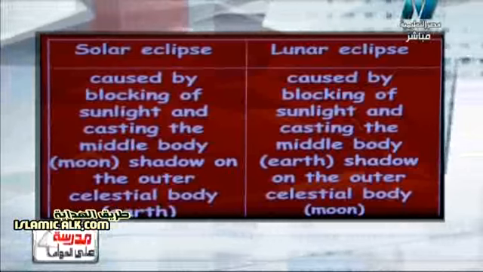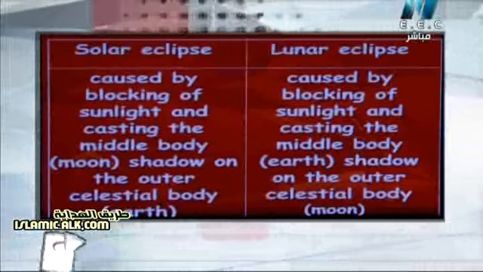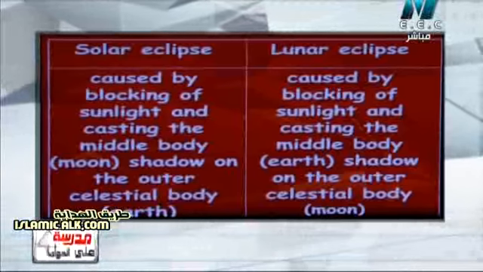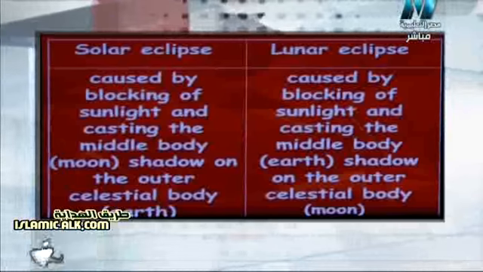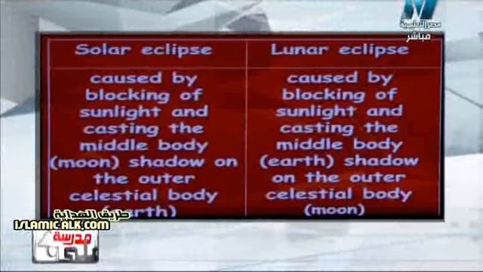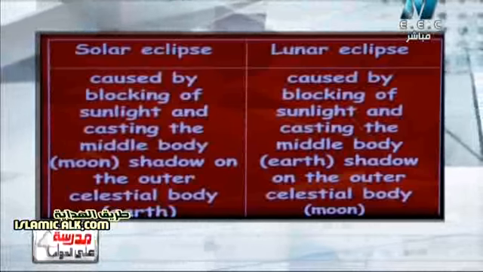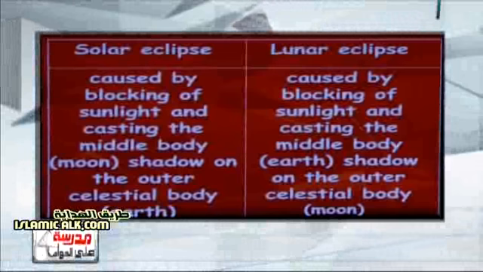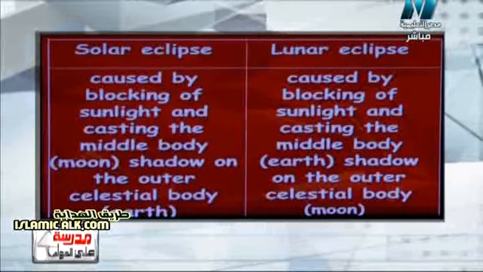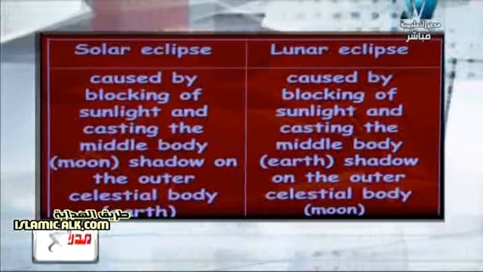So again, what about solar eclipse? It's caused by the sunlight being blocked by the middle body, which is the Moon in this case, casting its shadow on the outer celestial body, the Earth. What about lunar? It's caused by the Earth, the middle body, blocking sunlight and casting its shadow on the outer celestial body, which is the Moon in this case.